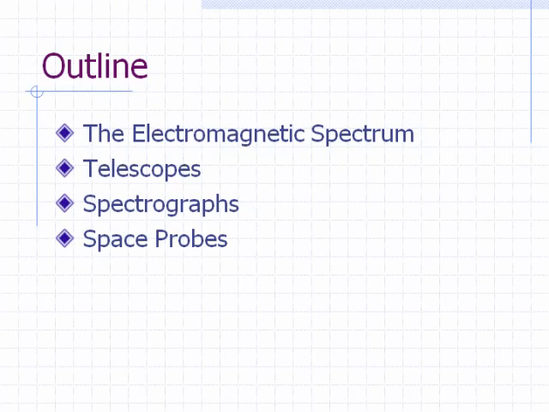And we're going to look at how we get information from very distant objects. First of all, we'll look through the electromagnetic spectrum, discuss that in a little more detail than we did in the previous chapter, talk about telescopes, a little bit of history here, and how they've changed over the years. We'll talk about a very important instrument known as the spectrograph.